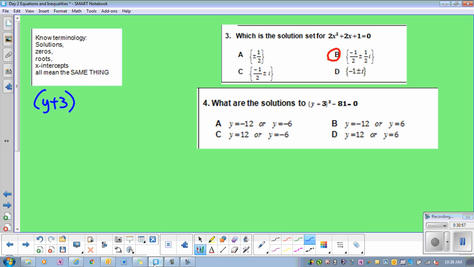Some of y plus 3 squared minus 81 equals 0. We're trying to solve for y. What do I need to do first? Before the 3, get rid of the negative 81, because you can't start chopping into the parentheses yet, right? So get rid of this 81 by adding 81. And then you have y plus 3 squared equals 81.